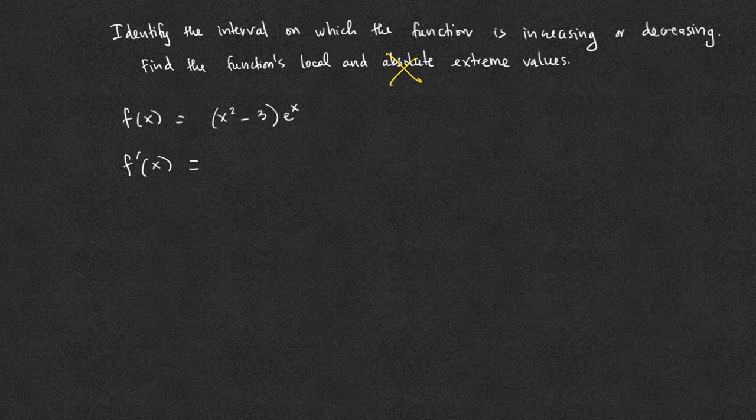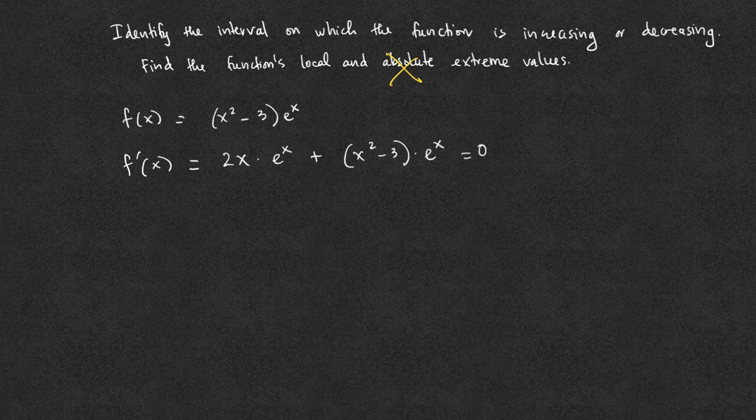This is a product, so we have to use the product rule. The derivative of x squared minus 3 is 2x times the second factor, plus we keep the first factor, x squared minus 3, times the derivative of the second factor, which is e to the x. We then set this equal to 0 and find the critical points.